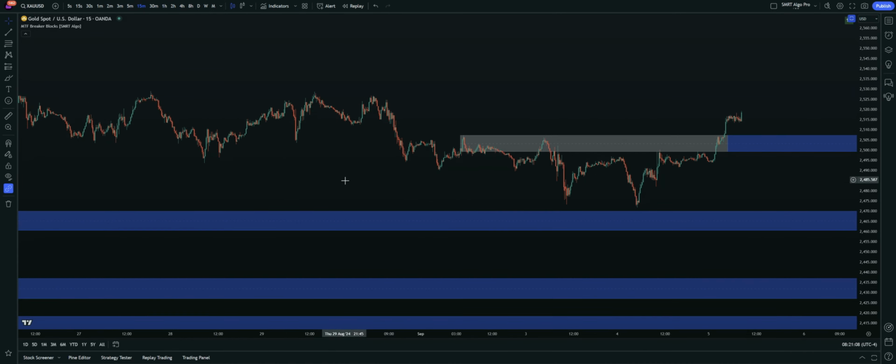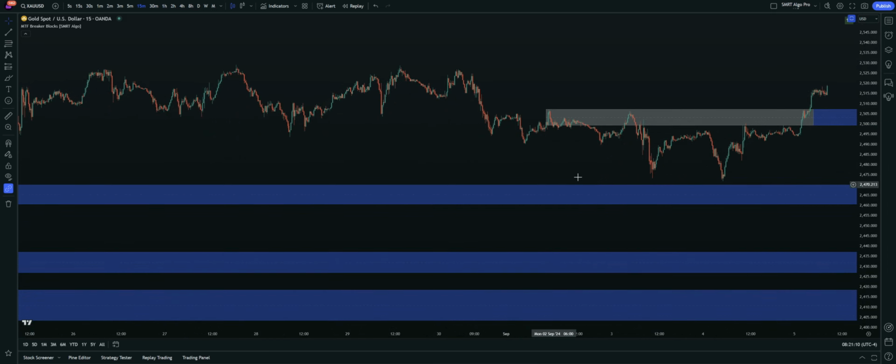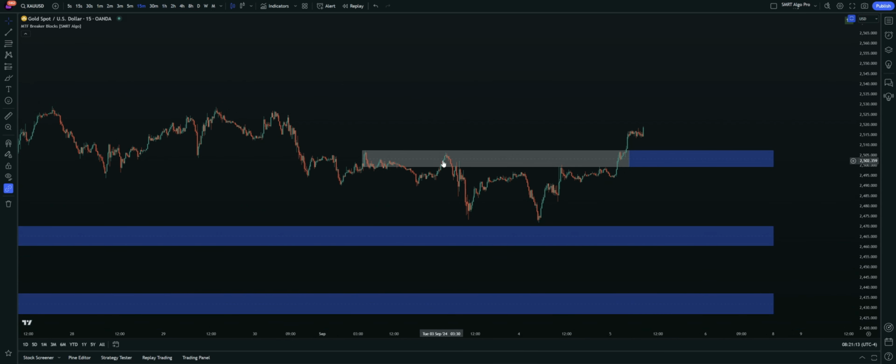Alternatively, you can also look for entry zones using the breaker blocks. For example, we could have waited for price to retrace back into our bullish breaker block here, and we can look to take a trade when there is more confirmation.